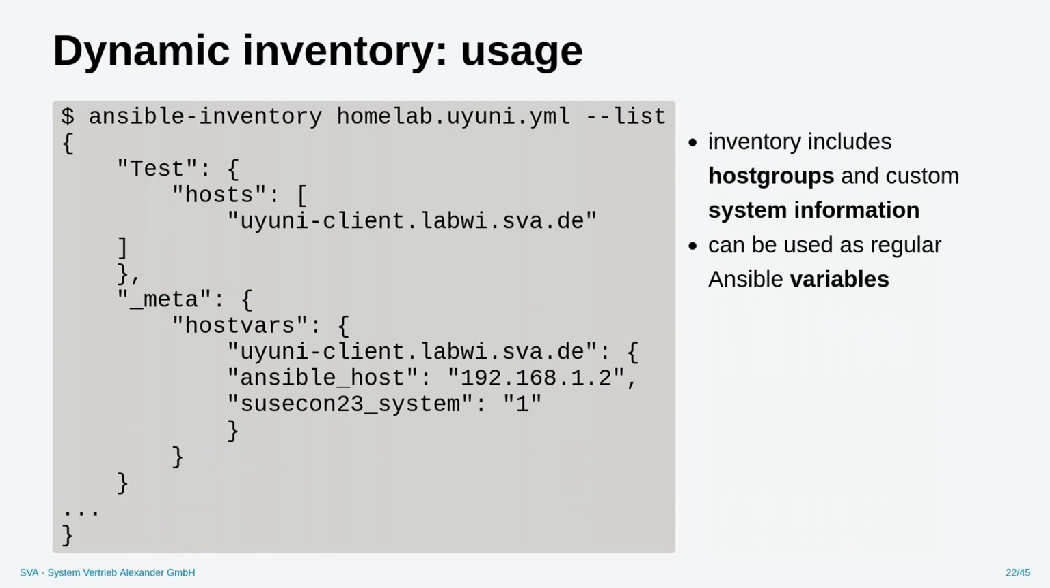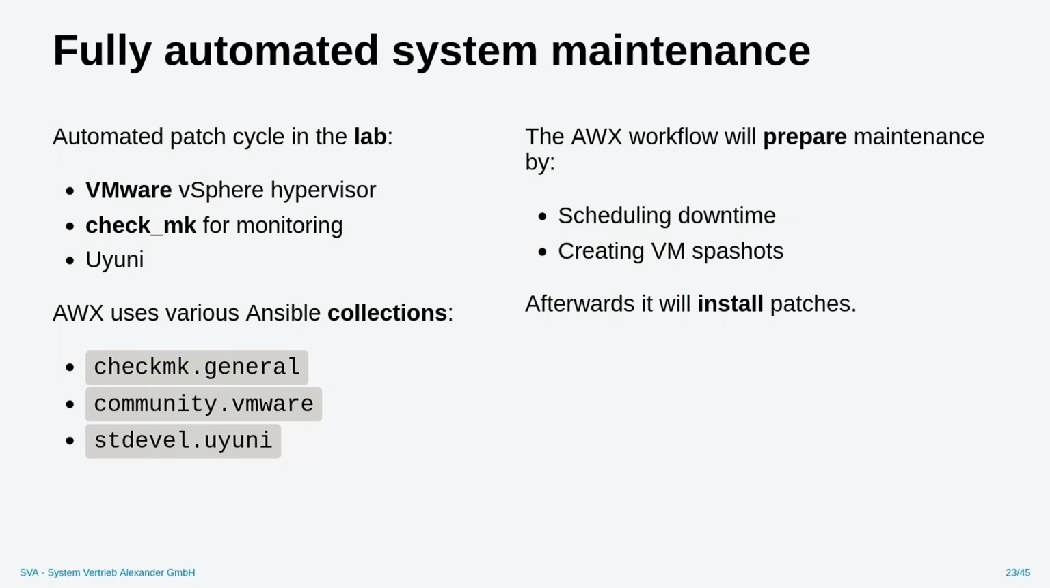It also shows the Ansible-related variables, like the Ansible host variable, which shows the IP address. But it also shows the SUSECon 23 system variable. And as I mentioned, you can use this for automating your system maintenance. Which brings me to another demonstration that I did for various customers.